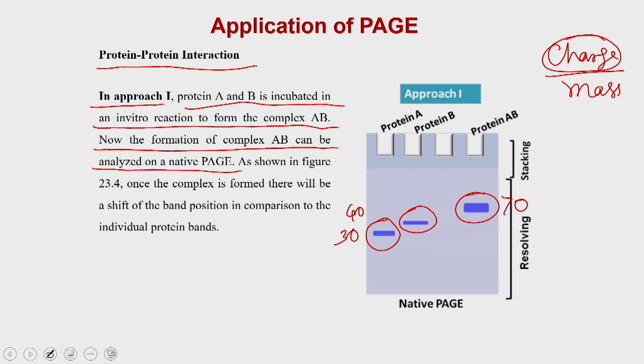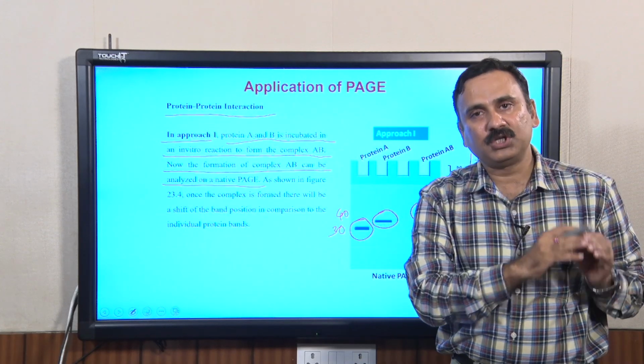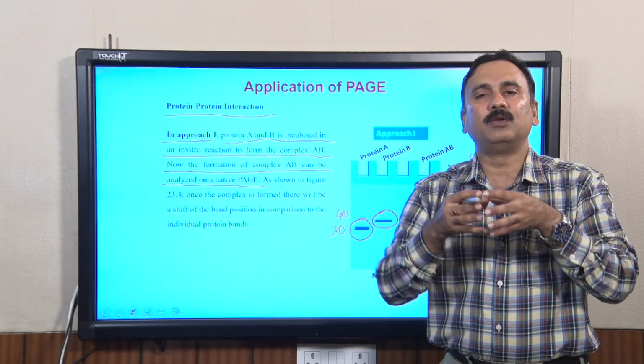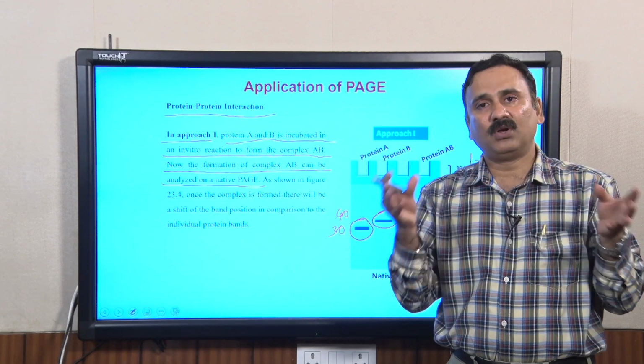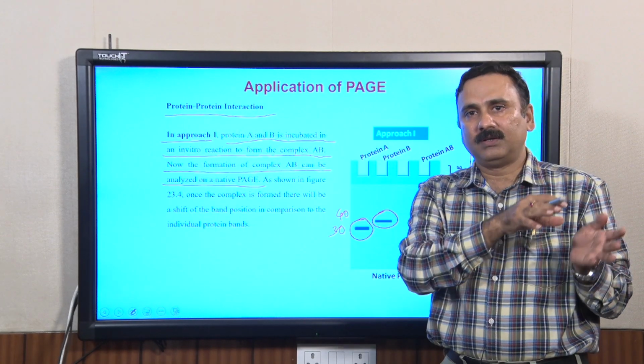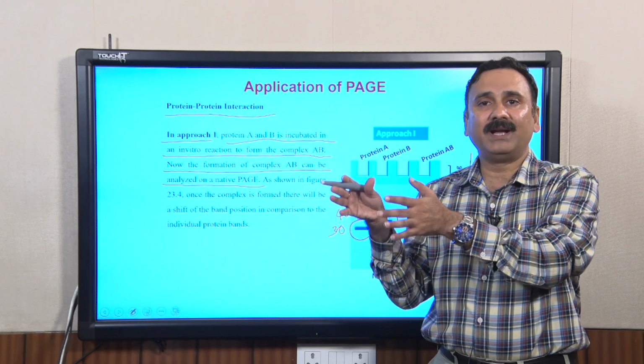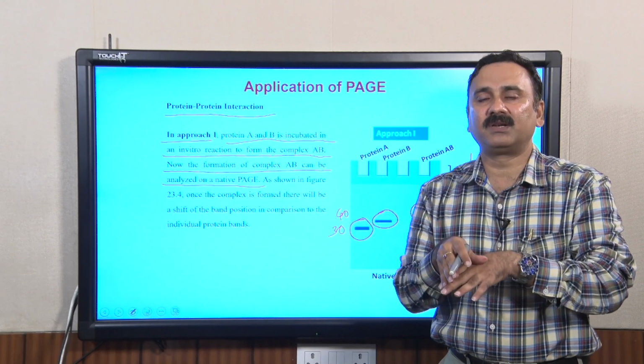So, it is not like 1 plus 1 is equal to 2, because the masses are being added, but in addition to that, the charges are also being mixed with each other, and the complex will migrate as per the resulting charge by mass ratio.